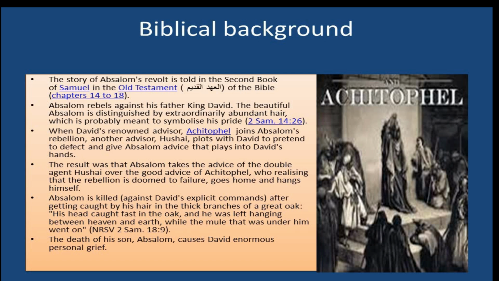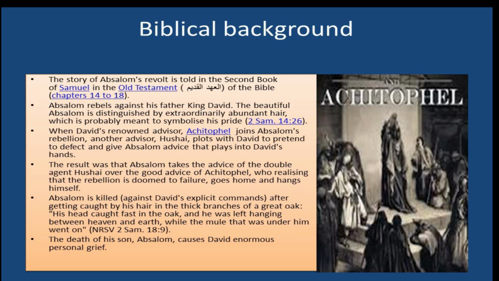Another advisor of King David called Hushai plots with David to pretend to defect, or to take the side of Absalom, and gives Absalom a piece of advice that plays into David's hands. So we have a father called King David, a proud son called Absalom, and two advisors of the father who joined the rebellion of the son.